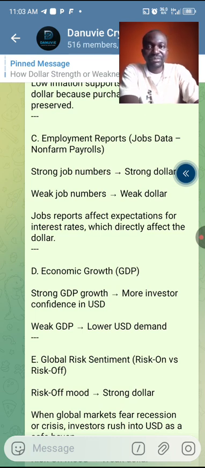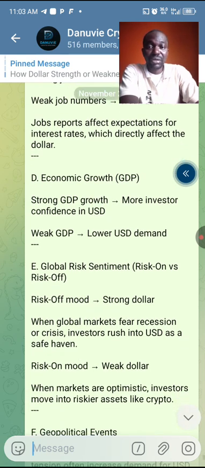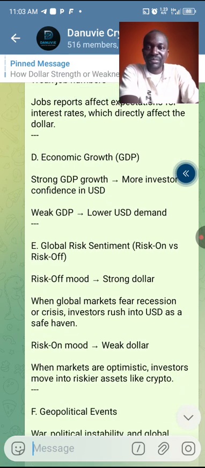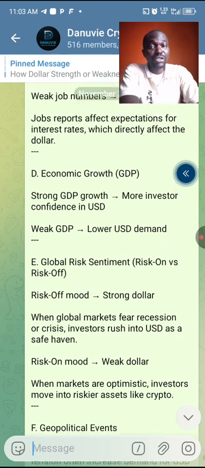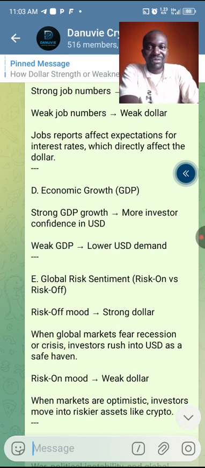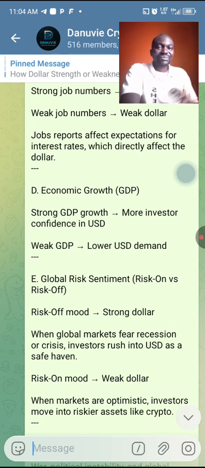Yes. So let's go to the next one, which is economic growth. That is GDP. Strong GDP growth, more investors' confidence in the dollar. Exactly. And if you are asking what is GDP, GDP simply means the gross domestic product. What is the gross domestic product? That's the amount of money that has been raised in a country in all sectors of the economy. That's what is called GDP. In the educational, manufacturing, all of that.